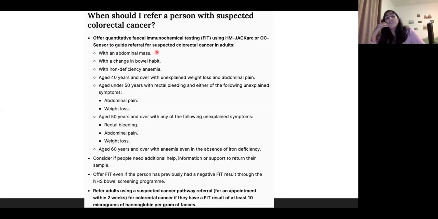So the first thing we do now is FIT testing. Our patient's over 50 and has unexplained rectal bleeding. We still offer them a FIT test and then we refer them on the 2 week wait cancer pathway if their FIT test is above 10. As I said, I don't make the rules. I wouldn't recommend this myself, but I'm also not an expert, I suppose. I think it's a bit weird, but this is what NICE says.